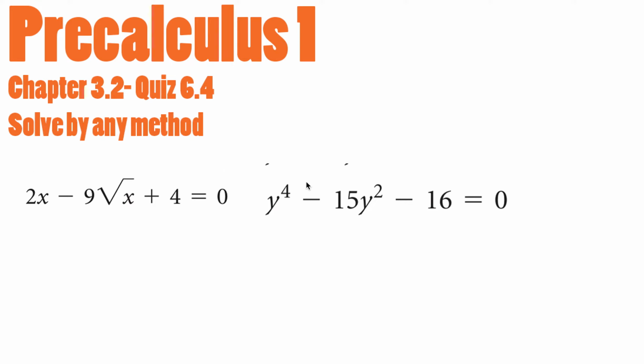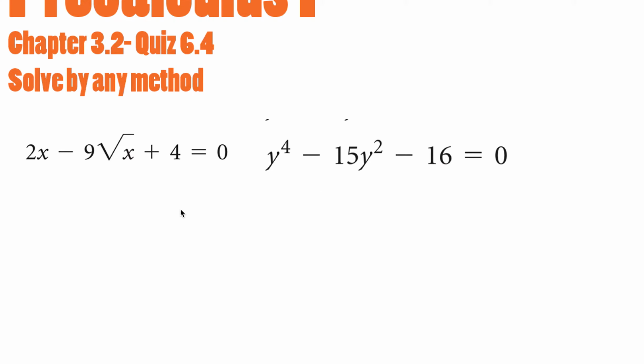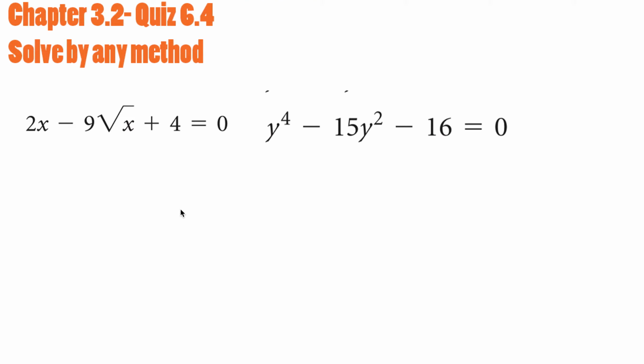So in this section of the chapter, for quiz 6.4, I'm going to give you these weird looking polynomials, or not exactly polynomials, but equations that you need to solve using any of the methods that we've discussed before. For example, the first example, 2x minus 9 square root of x plus 4 equal to 0. So how can we use any of the methods that we've learned to solve something like this?